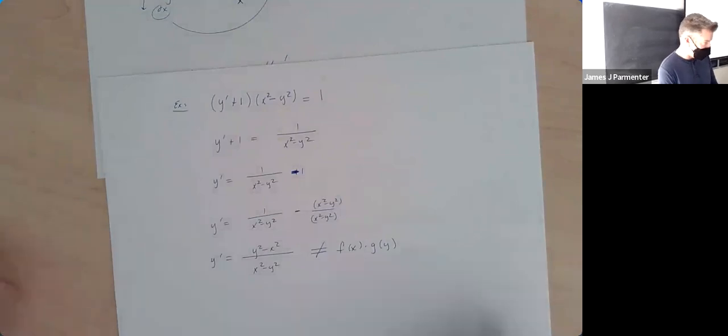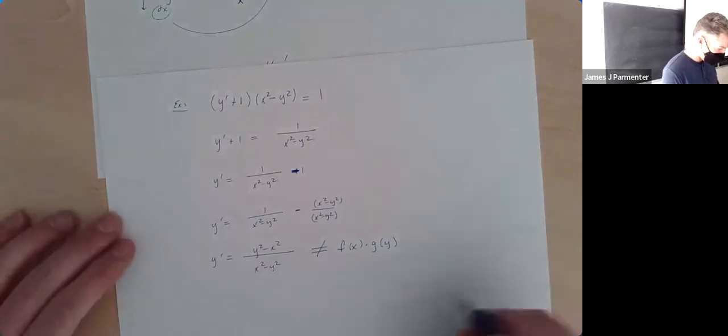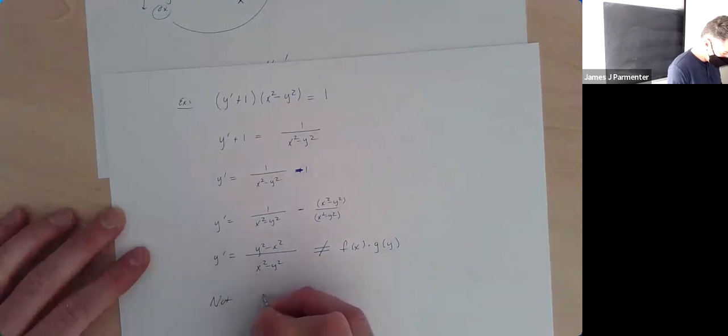And I think it's enough to stop, right? Once you get to a place where you can see there's just no way of pulling them apart from each other, I think you can say, oh, we can't write this in the way we need to be able to separate it. So this is definitely not separable.